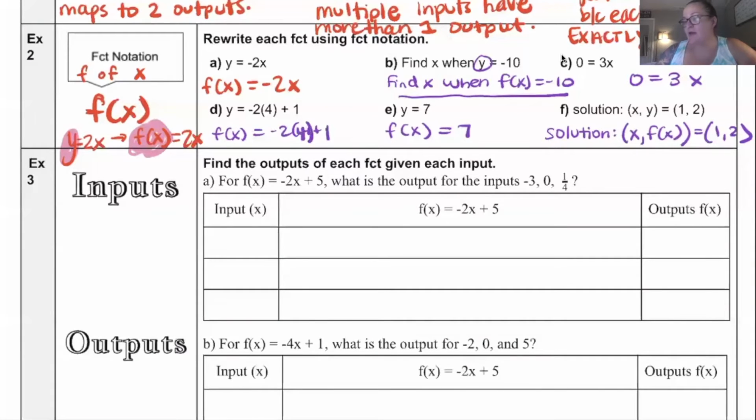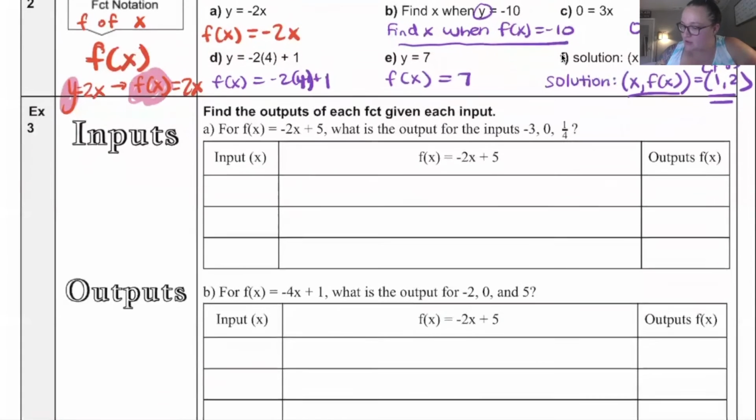All right. Part E is f of x equals 7. And part F is the solution x, f of x is equal to 1, 2. So part F is just written as an ordered pair. Remember, your x and your y values make up an ordered pair.